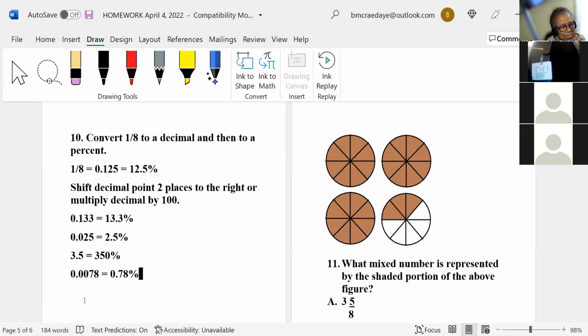Questions? Clear. So remember how you convert from decimal to percent. Shift your decimal point 2 places to the right. It's the same as multiplying the decimal by 100. Can you put that in a little sentence below that, Miss, please? I have it right here. Shift decimal point 2 places to the right, or multiply decimal by 100. That's the same thing. You can use either method or stay equivalent.